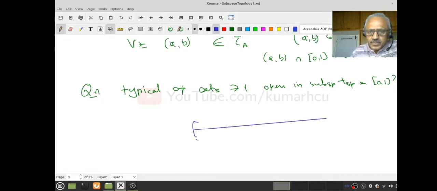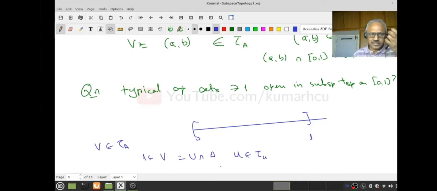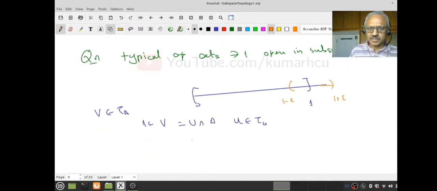So this is 0, this is 1. Now if V is in tau A and 1 belongs to V, then this is of the form U intersection A, where U is in the usual topology tau. Therefore U is an open set containing 1. What are the simplest typical basic open sets? They are of the form 1 minus epsilon to 1 plus epsilon. So after intersecting, V is of the form 1 minus epsilon to 1 closed.